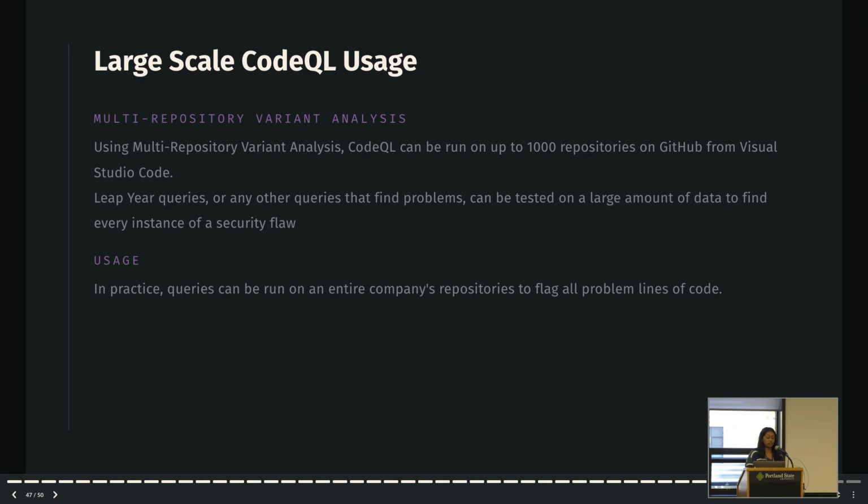Here, MIRVA allows for CodeQL to be run on up to 1,000 repositories on GitHub from VS Code at a time. Leap year queries, really any queries that find problems, can be tested on large amounts of data to find a majority of instances of a security flaw.